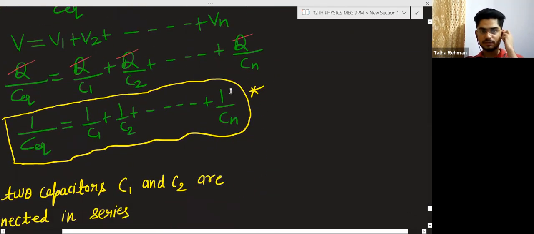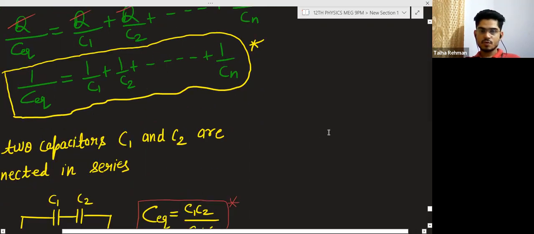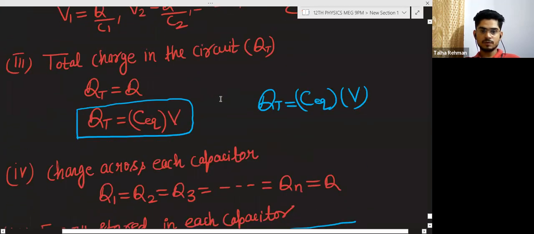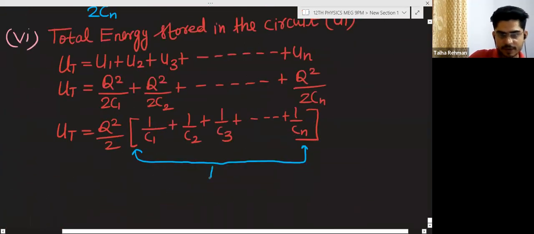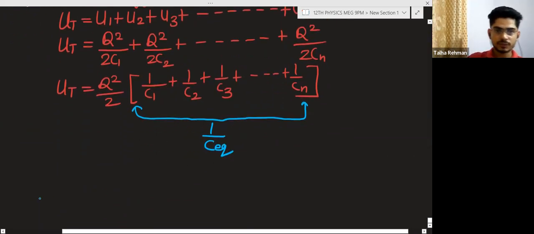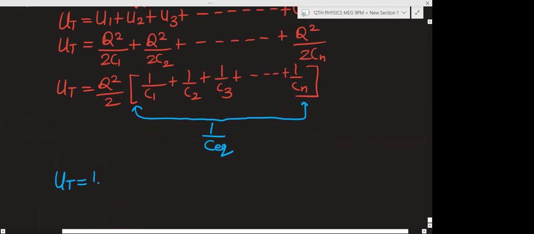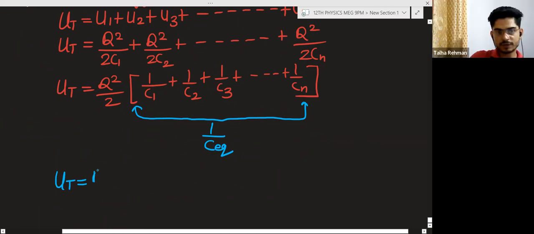So here you can see that this is 1/C equivalent, equal to 1/C1 plus 1/C2, like this. So instead of this, I can write 1/C equivalent. So U total is equal to Q square by 2 into 1/C equivalent. Yeah, very good. C equivalent.